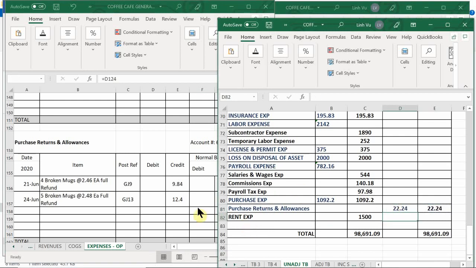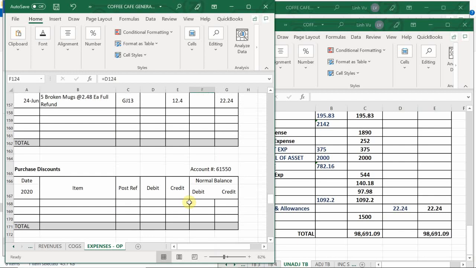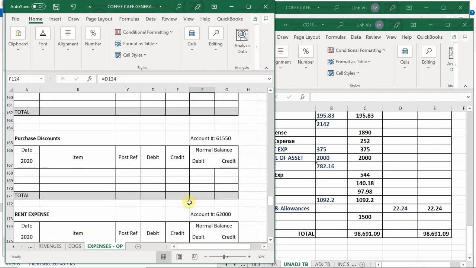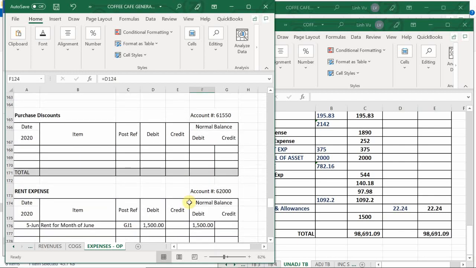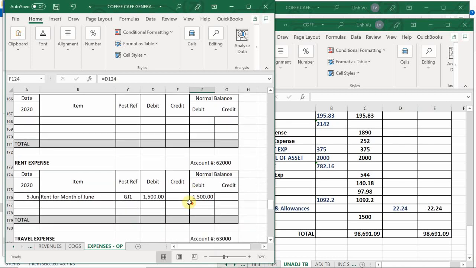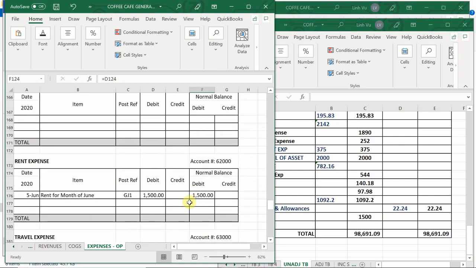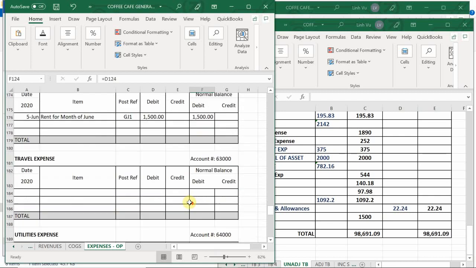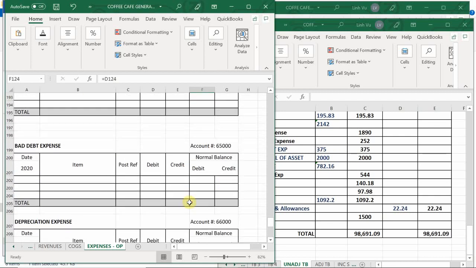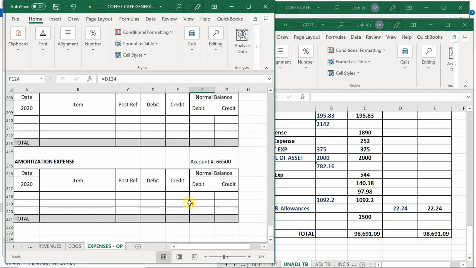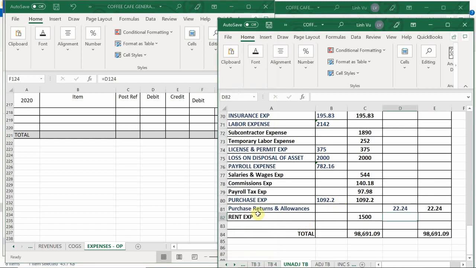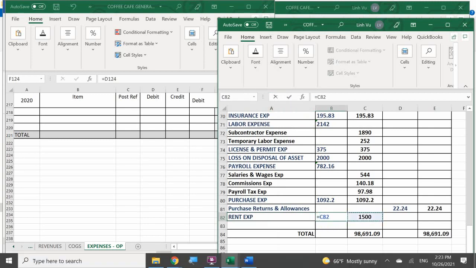And then last but not least is rent expense. We don't have a purchase discount, no travel, no utilities, no bad debt, no depreciation or amortization yet. So rent expense is still 1,500, that's my last expense, and the rest of them are all unchanged.